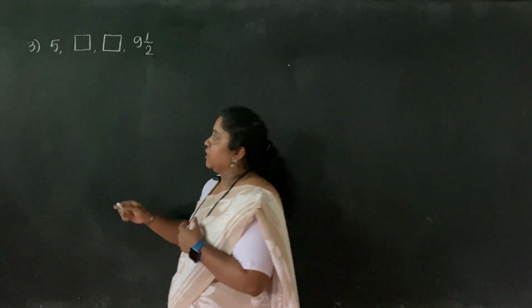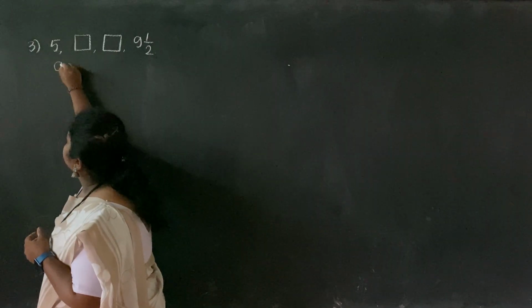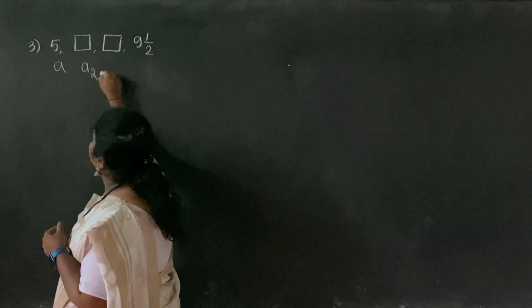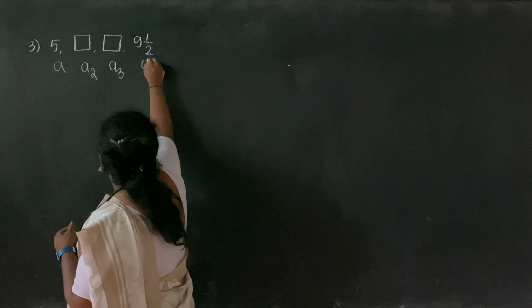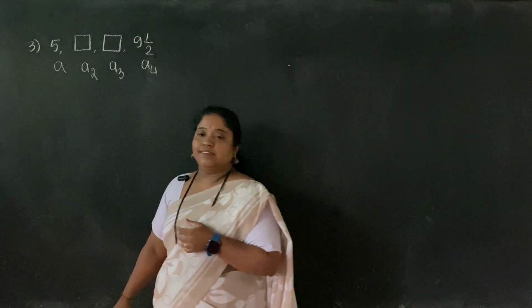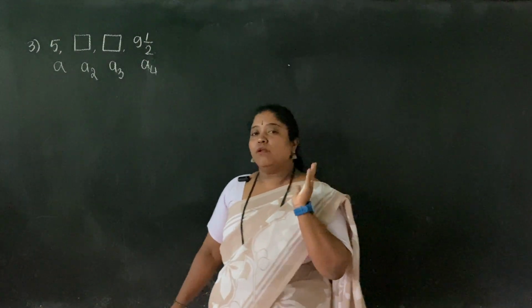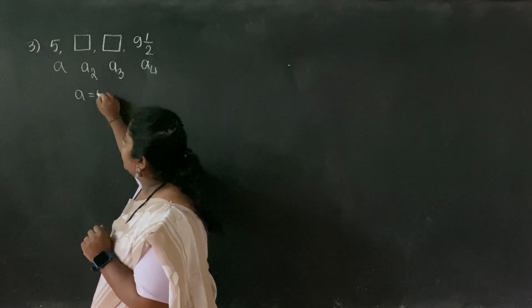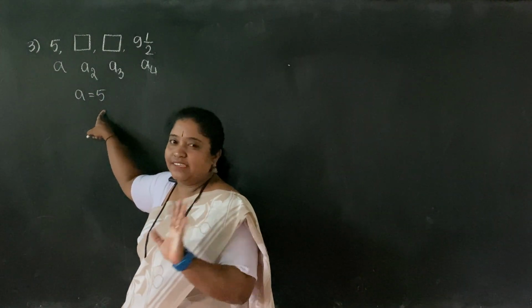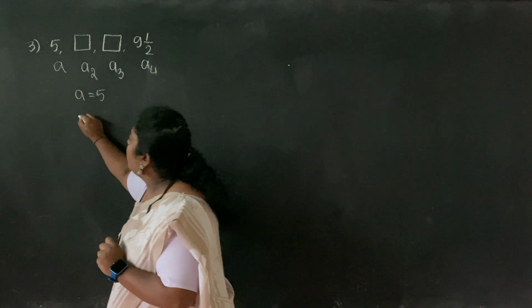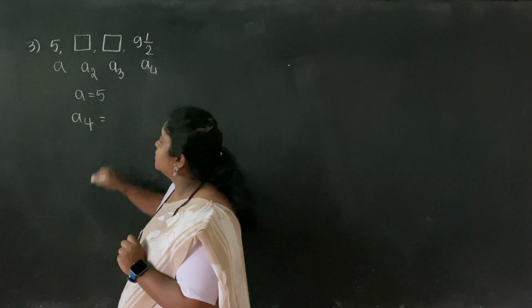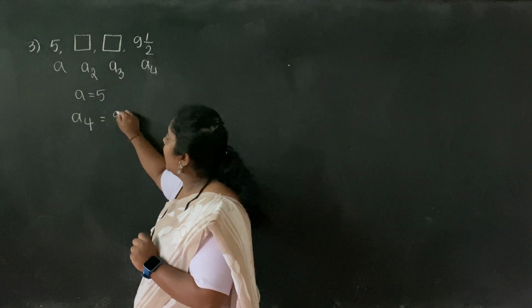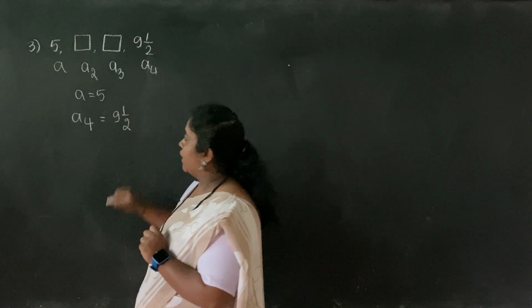Now see what I do. This is the first term A, this is the second term, this is the third term, this is the fourth term I'll be having, isn't it? Now what is the information provided, dears? A is equal to 5 is provided and it cannot be simplified. Just keep it as it is. And what is provided? A4 is provided, dears. What is the A4 value we have? 9 integer 1 by 2.